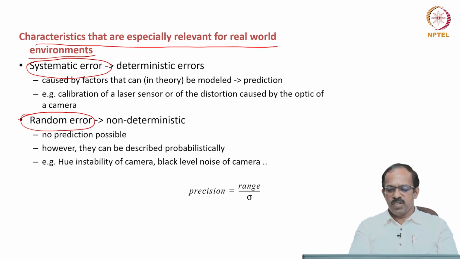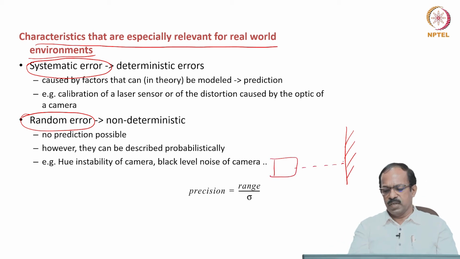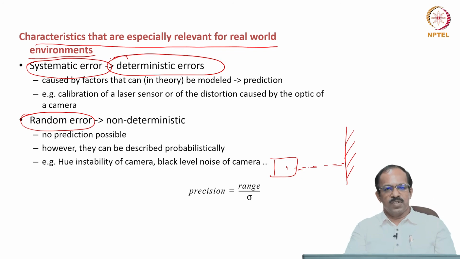Say I am trying to measure a distance. I have a wall here, and I am using a sensor to measure the distance from here to here. Now, if I use the sensor and make 10 measurements, I will be getting 10 readings. Depending on the sensor and the situation, you may be getting various values. But some of the errors are very systematic, or we call them deterministic. That is because of the calibration of the sensor, or we did not calibrate it properly, or there was some error in the settings that led to the error in the measurement.